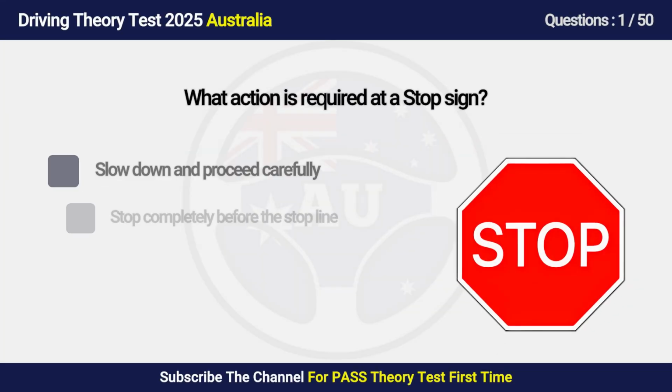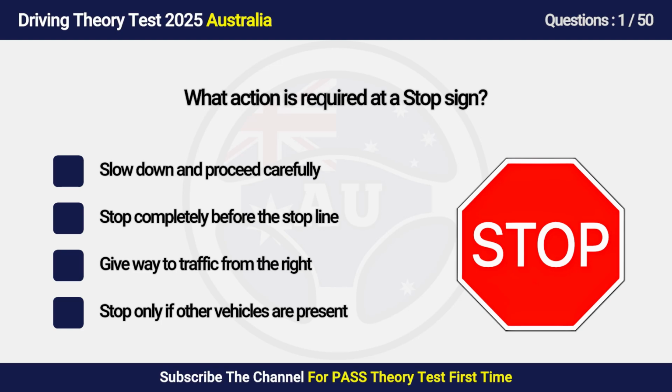Question 1. What action is required at a stop sign? A. Slow down and proceed carefully. B. Stop completely before the stop line. C. Give way to traffic from the right. D. Stop only if other vehicles are present.